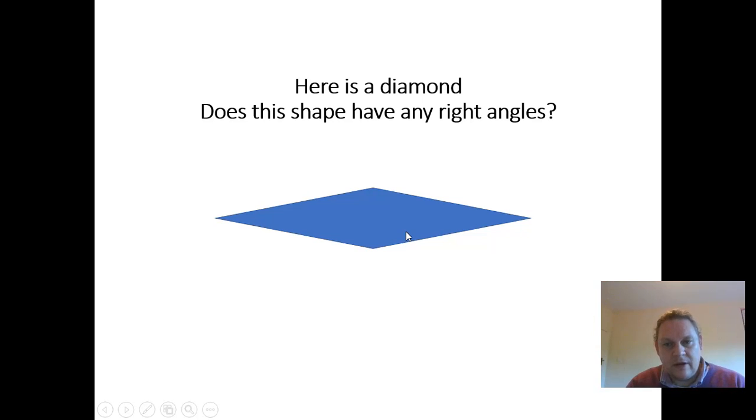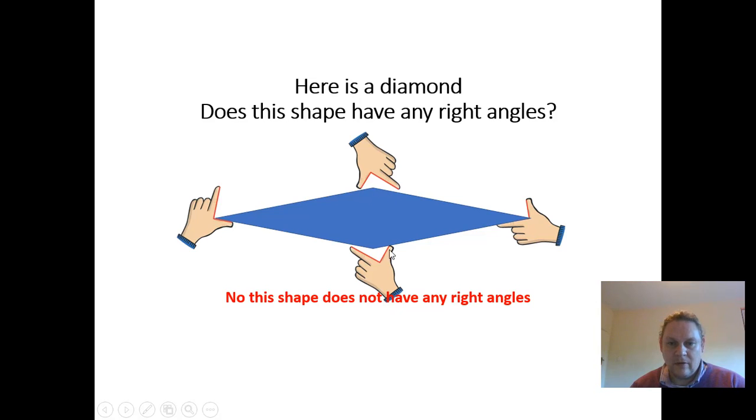Here is a diamond shape. Does it have any right angles? Does that diamond shape have any right angles? Does it have that L shape that we look for in right angles? I think, no, it doesn't, does it? Shape does not have any right angles. That's what our right angle looks like, that L shape. And we can see when we put them on there that they're not matching up, are they? It's a much narrower angle on the sides. Okay, they're not fitting into that L shape that we need for the right angle.